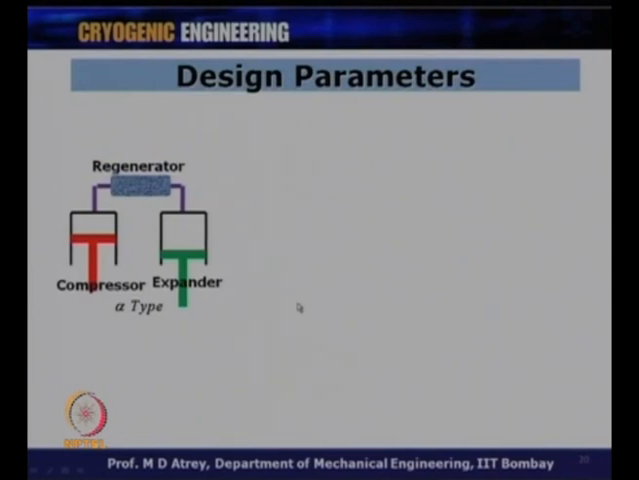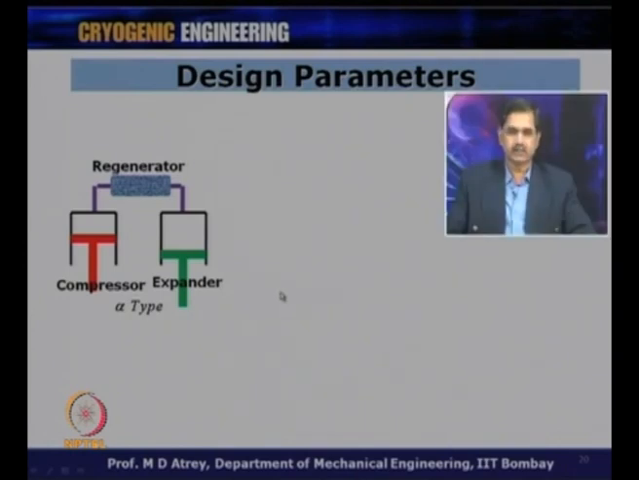Now, if I were to go for a design of a Stirling cryocooler, this is a very important thing to understand. What do I have to do? I have to first understand what my design parameters are. You have a compressor piston and an expander displacer. The gas gets compressed over here, goes to the regenerator where the constant volume process happens, comes to the expander space volume where expansion occurs, and the gas gets cooled, giving a cooling effect at this point.